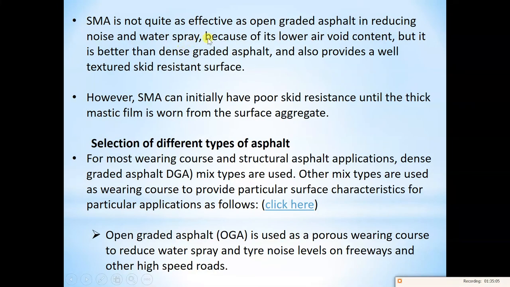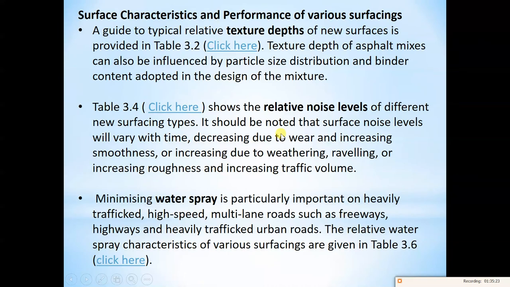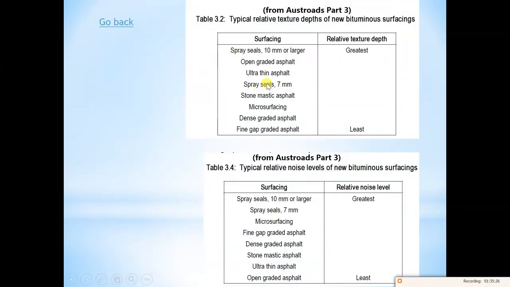SMA is not quite as effective as open graded asphalt in reducing noise and water spray, because of its lower air void content, but it is better than dense graded asphalt, and also provides a well textured skid resistant surface. So in terms of texture, the stone mastic is not as good as open graded asphalt. In terms of noise, it is not as good as the open graded asphalt, but performs better than the dense graded asphalt.